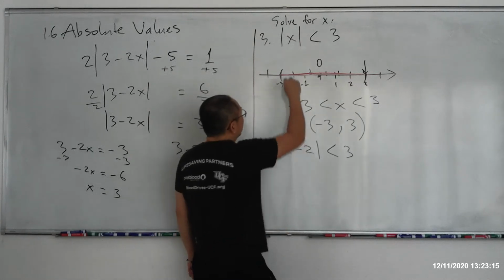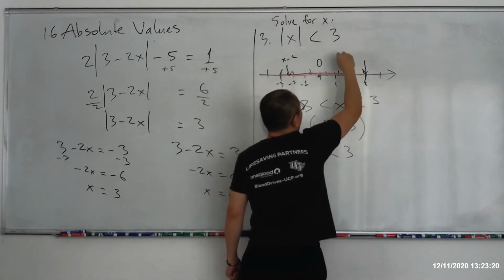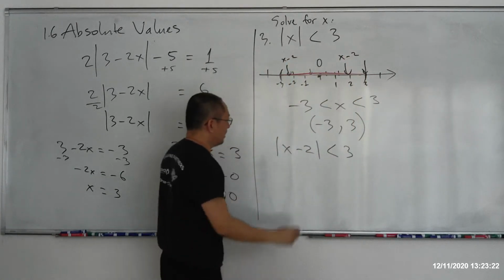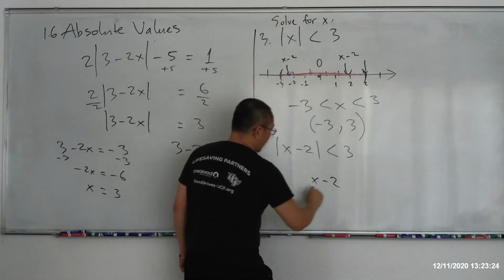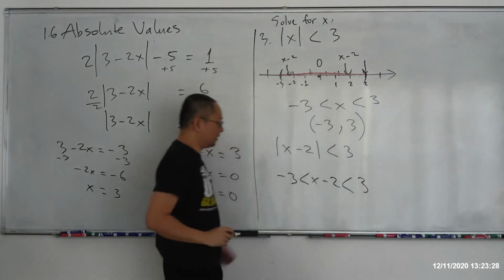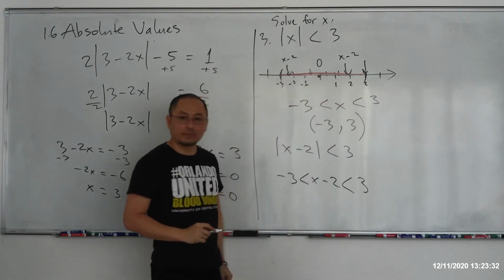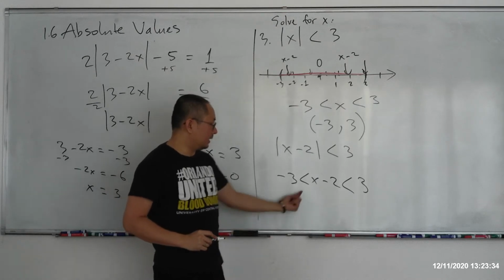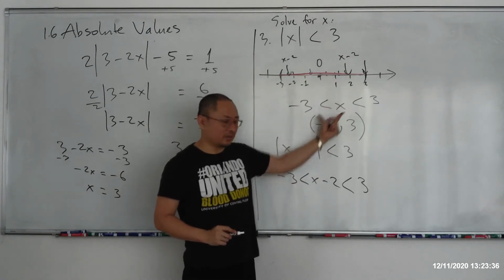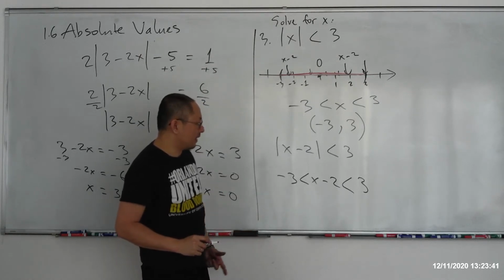So this is not x anymore. This is going to be x minus 2, right? Somewhere in here, x minus 2. So we have x minus 2 going to be somewhere between negative 3 and positive 3. The distance from x minus 2 to the origin is less than 3. Okay? And this is actually two inequalities, but in this case, we can combine the two inequalities to solve it.